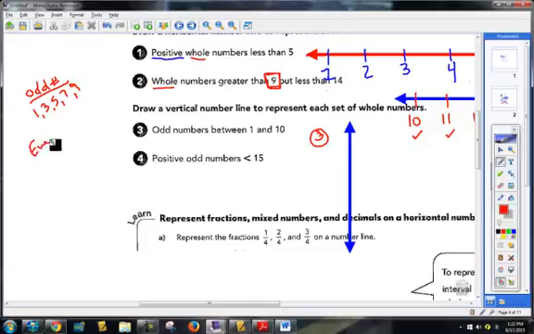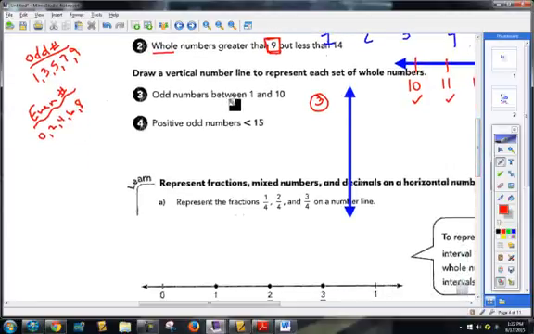Even numbers are 0, 2, 4, 6, 8, or again, any number that ends in those numbers. So 24 is an even number. So we're talking about odd numbers. Now there's that word again, between. So we are not going to include 1 and 10 in this because we just want to know what's in between them.